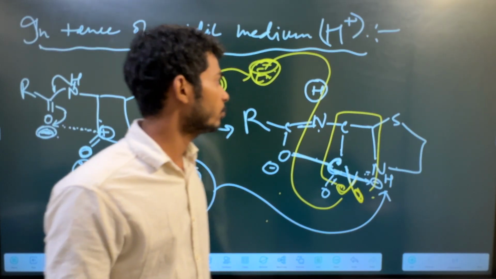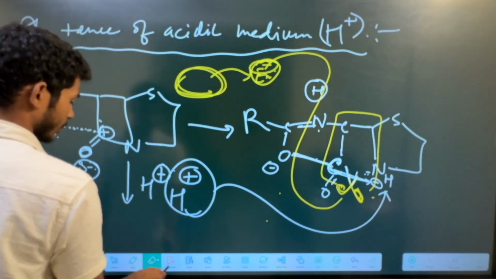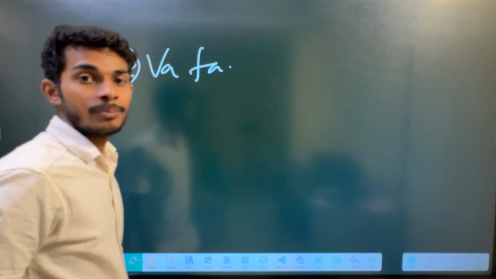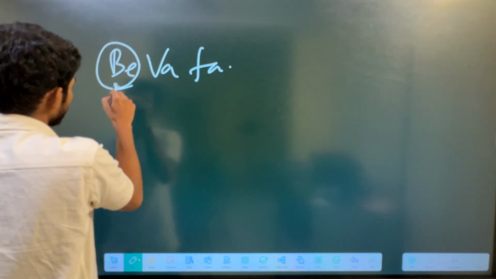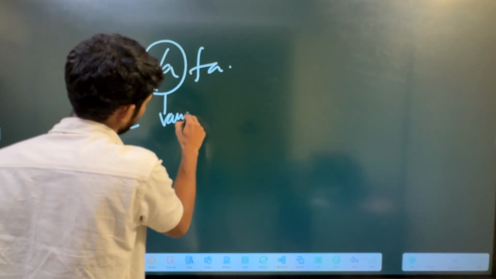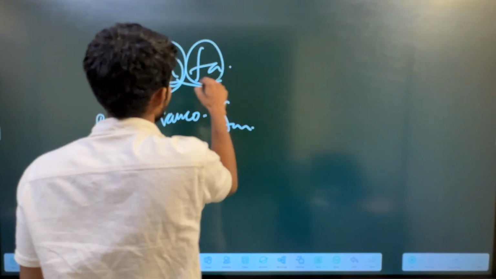Now, can you please tell me what are the antibiotics which kill the bacteria? They are called bactericidal antibiotics. So the examples of bactericidal antibiotics are BEVAFA. What is BE? It is beta-lactam antibiotics, that is penicillin and cephalosporin. And what is VE? It is vancomycin. What is A? Aminoglycoside. And what is FA?